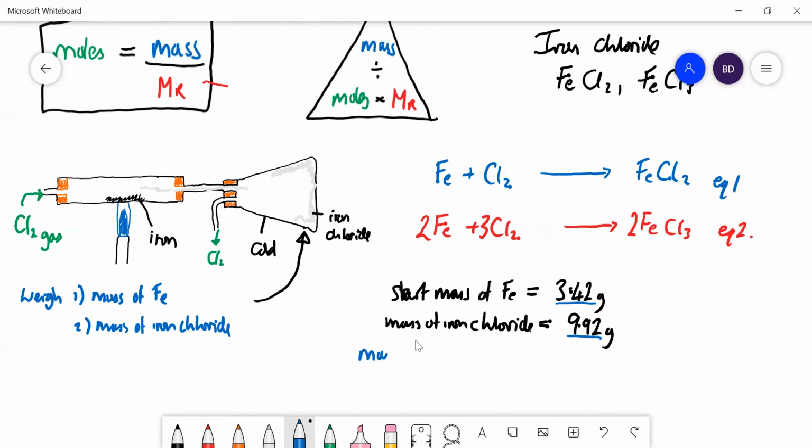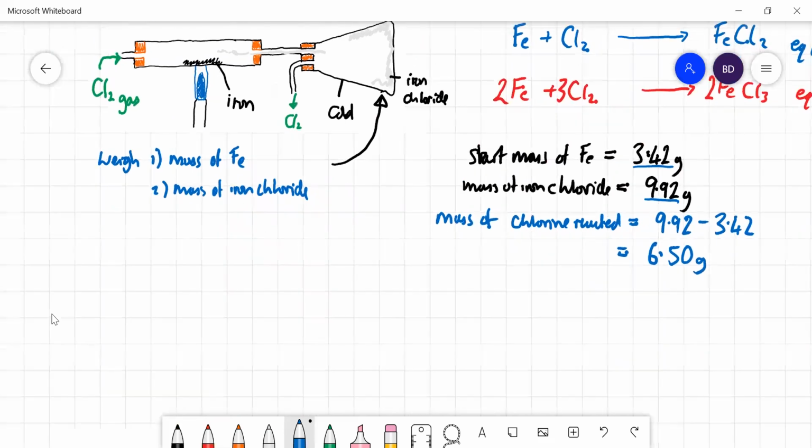So let's do that. The mass of chlorine reacted is equal to 9.92 minus 3.42, and that is equal to 6.50 grams. Okay, I'm going to copy those results because we need them for later on.